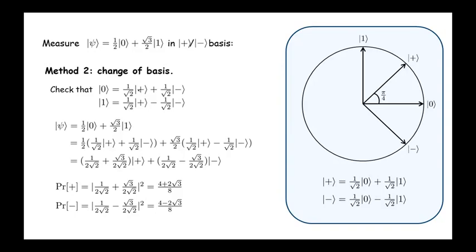Okay, so now we just go back and substitute this in here. So psi, which is this superposition, we just substitute for 0 as being 1 over square root 2 plus 1 over square root 2 minus, and similarly for 1. And then we simplify, so we gather the pluses together, the minuses together. And so this is beta naught, that's beta 1. And now the probability that the outcome of the measurement is plus is just beta naught magnitude squared, which again gives us the same value as before.